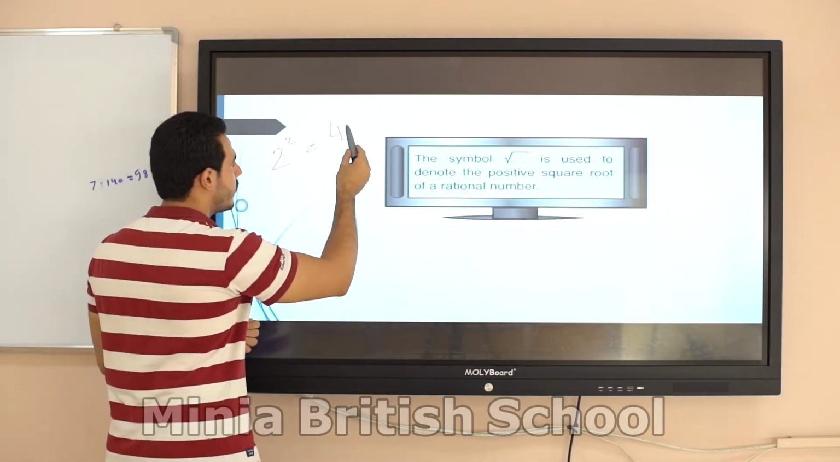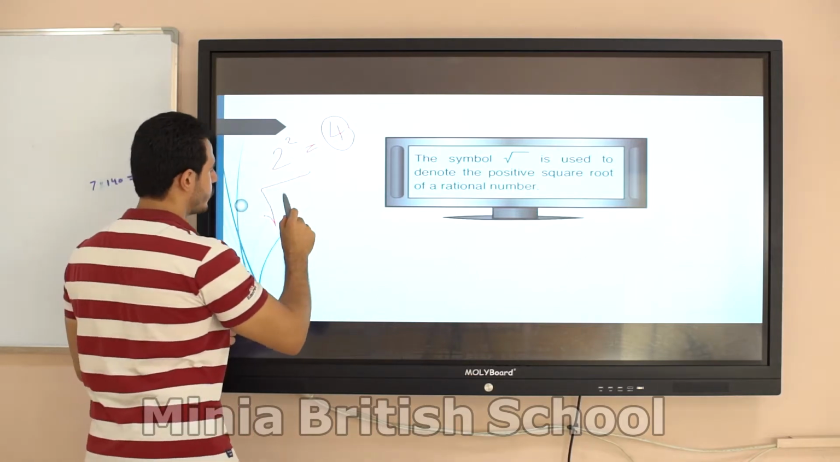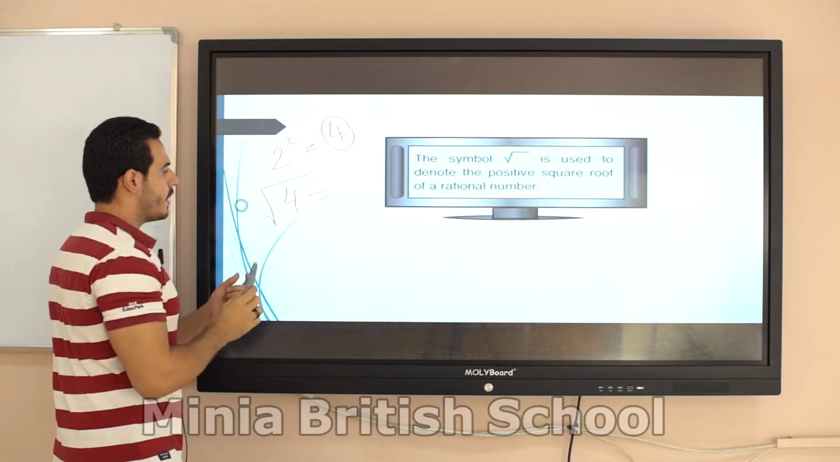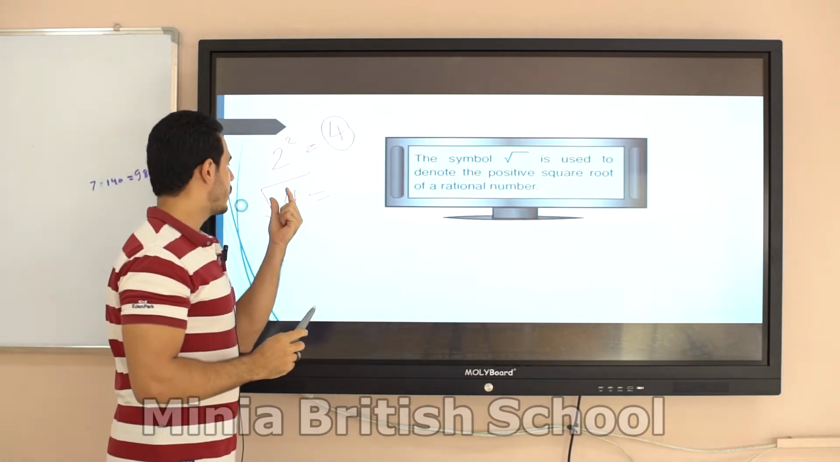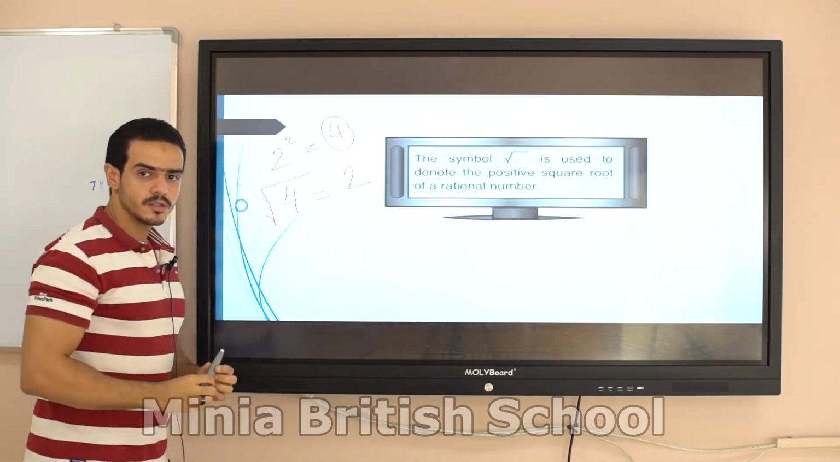Now let's find the square root of 4. Square root is denoted by this symbol. Square root of 4 equals what? I will search for a number whose square is 4, so it will be 2.